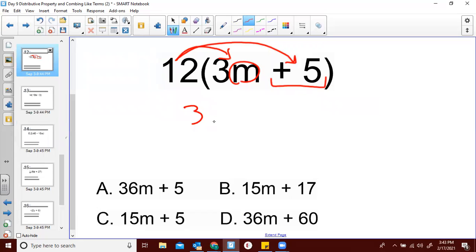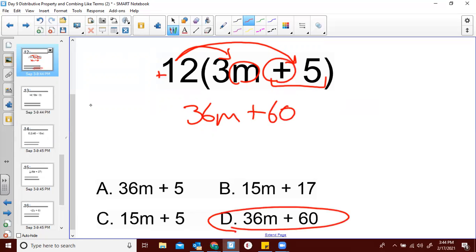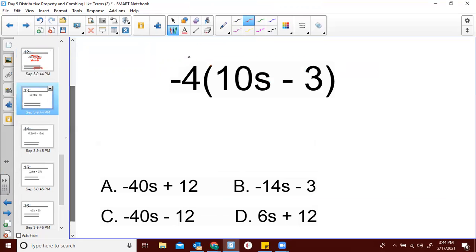12 times 3 is 36. Don't forget about that m. 12 times 5 is 60. Don't forget about this sign, right? Because these are both positive. So it's just gonna be D.